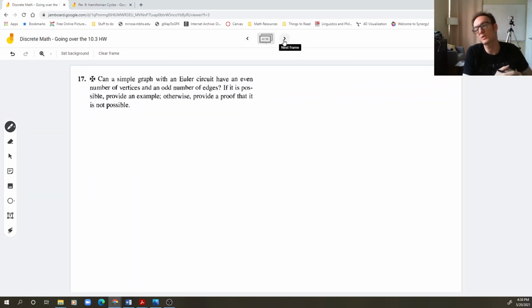17. Can a simple graph with an Euler circuit have an even number of vertices and an odd number of edges? If possible, provide an example. Otherwise, prove that it is not possible. I think the answer is it is not possible.